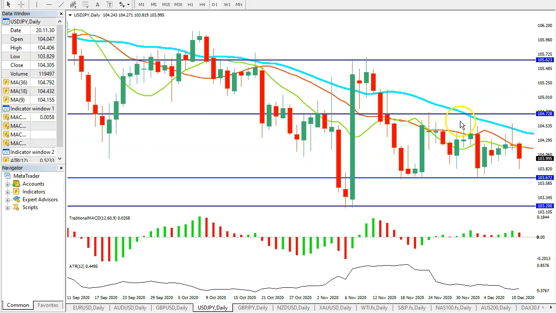On the US dollar Japanese yen chart, we are looking at a sideways movement with a triangular formation. So you can see a triangle forming from the highs here and the lows here. So this is a pattern that could break either upwards or downwards. So we'll need to monitor that.